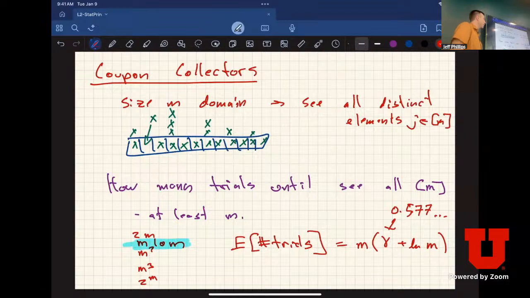This one is better concentrated than the birthday paradox. With the birthday paradox, I said roughly 10% of the time we maybe wouldn't see a match with 40 people. Whereas here, the number of trials is pretty tightly concentrated around this value. You can show very strong convergence as M gets big. That's about M log M.